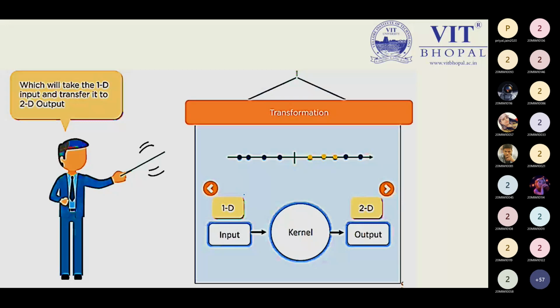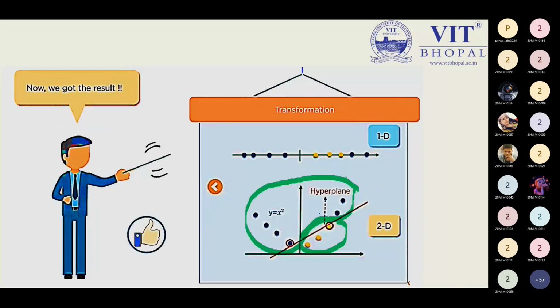See what we have to do. We have to change this one into two dimensions. That is done by using the kernel function. So what we have done, we have transformed it. So now we got the result.